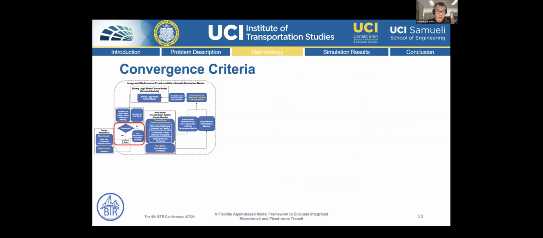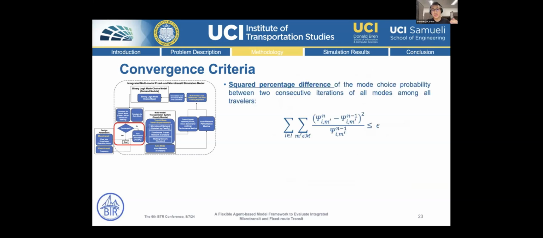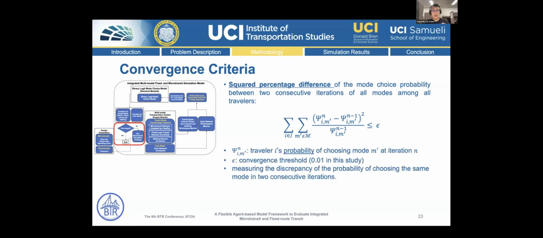And then for the convergence criteria, we use the squared percentage difference of mode choice probability between two consecutive iterations among all travelers. What this means is, from iteration n and iteration n-1, for the same traveler i, the probability of traveler i choosing mode m prime. So we sum over all the modes for a single traveler, and we sum over all the travelers. If this convergence criterion is less than a certain threshold, which we set to 0.01 in this study, then we think it has reached the mode choice equilibrium.